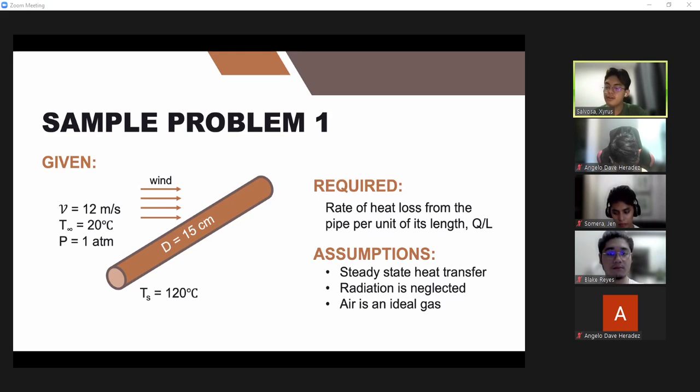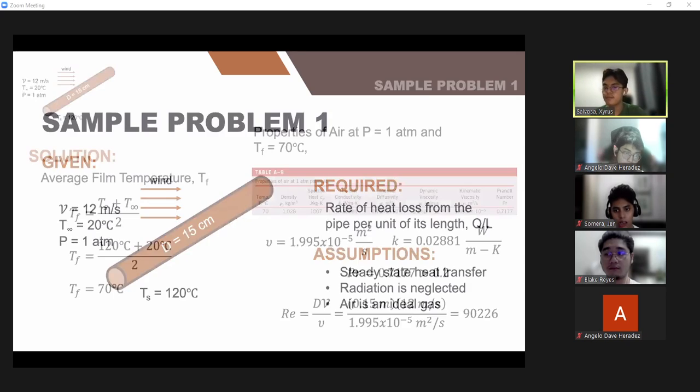The problem was illustrated as shown on the figure displayed on the screen, with its corresponding givens. Air is at 20 degrees Celsius and 1 atm with a uniform velocity of 12 meters per second. The diameter of the cylindrical steam pipe is 15 centimeters or 0.15 meters, with a surface temperature of 120 degrees Celsius. We are required to solve for the rate of heat loss from the pipe per unit of its length. For the assumptions, we assume that heat transfer operates at steady-state conditions, where radiation is neglected and air is considered as an ideal gas.